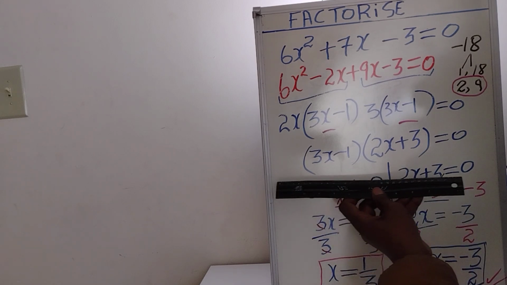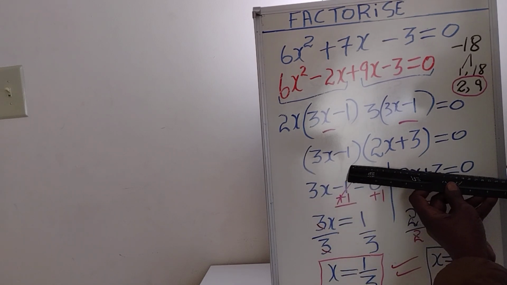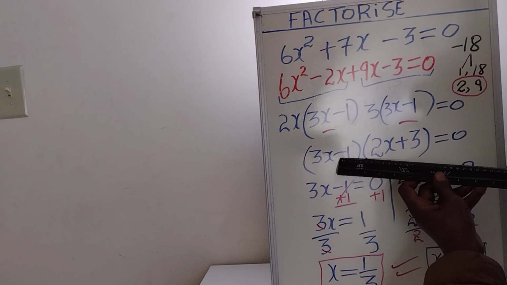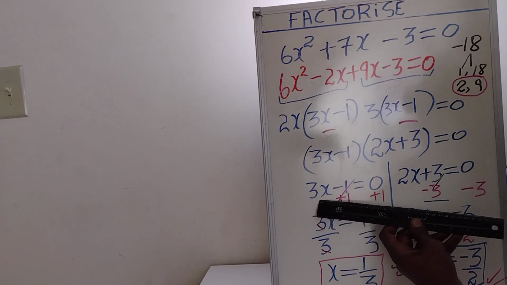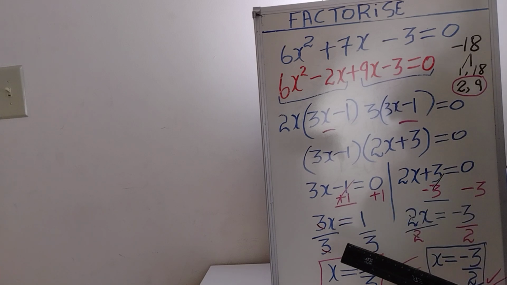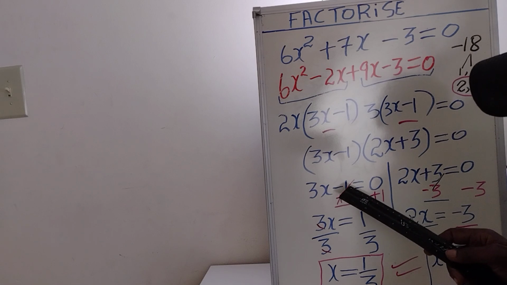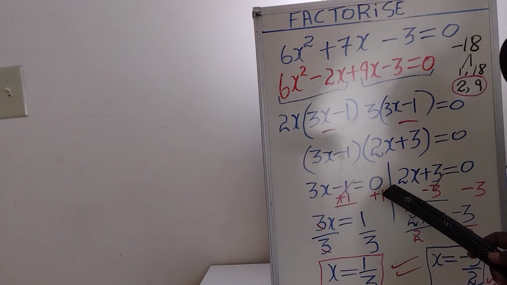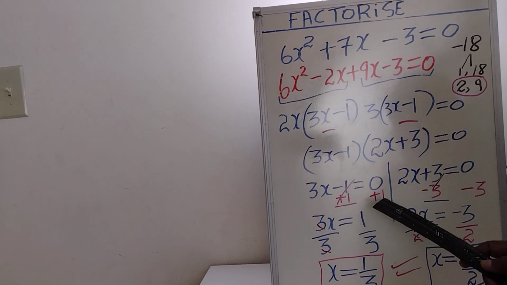Now we have to set up this term equal to 0: 3x minus 1 equal to 0. That's what we have here. We put it equal to 0. And next, we have to take negative 1 to the right side, and if we do that, it's going to be positive 1.